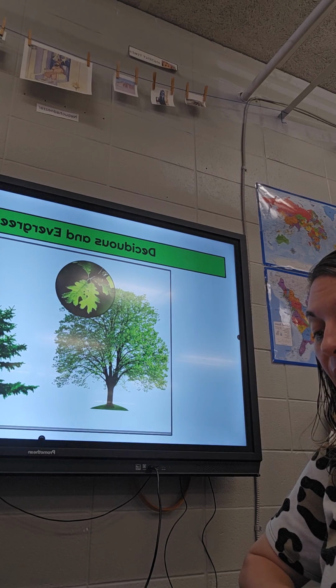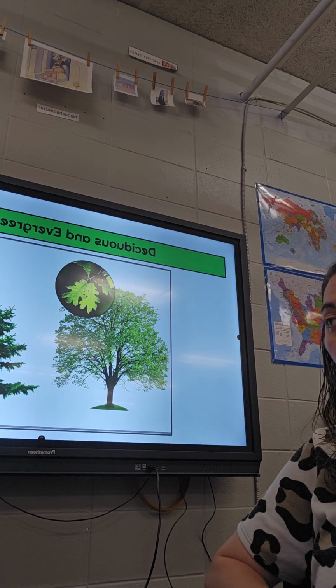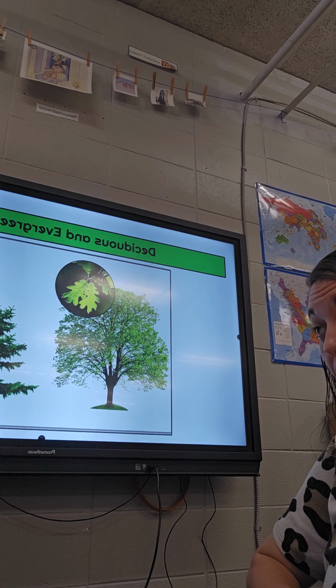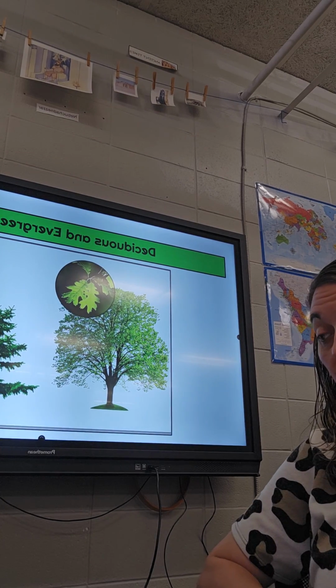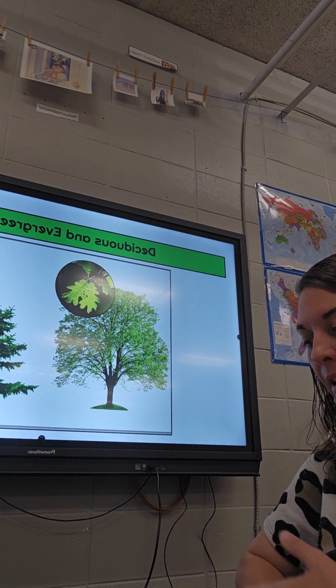In the spring, they will use their energy to produce new leaves. New leaves. That's what they do in the spring. Remember, we talked about that.